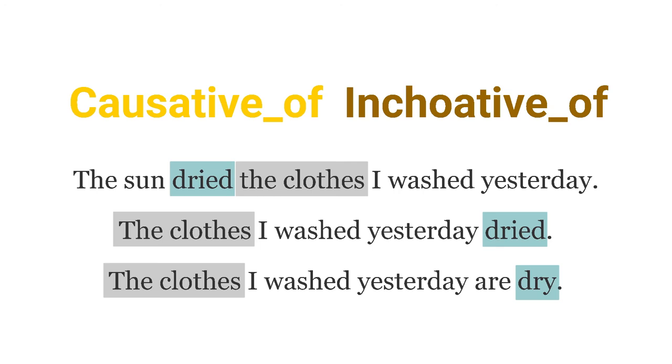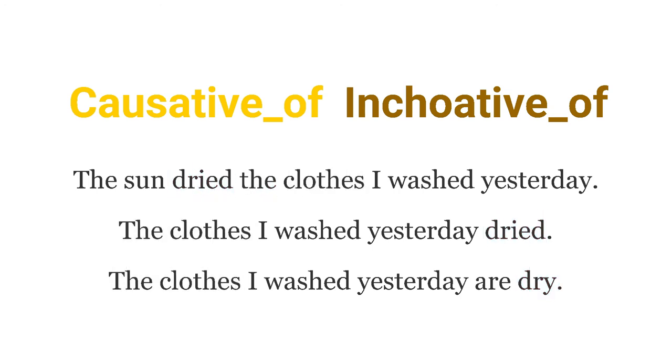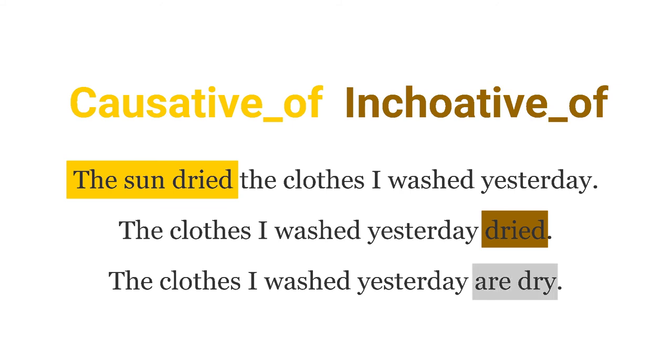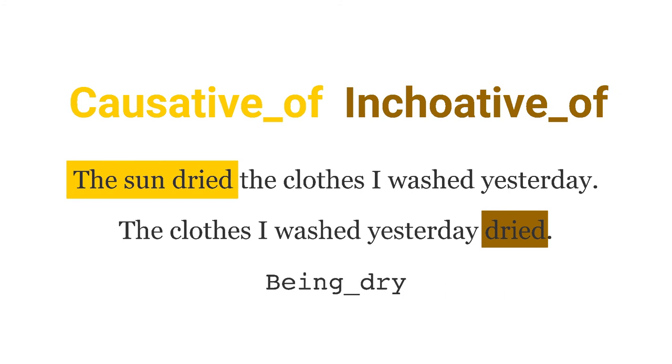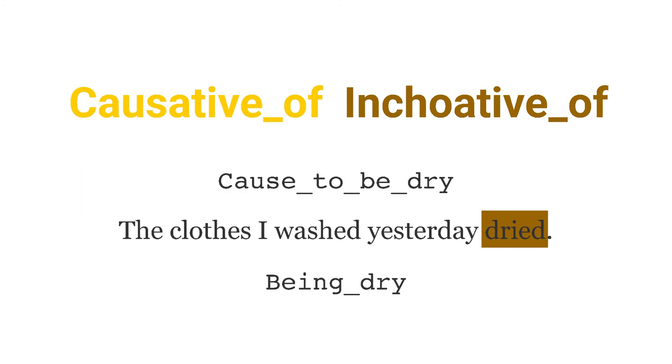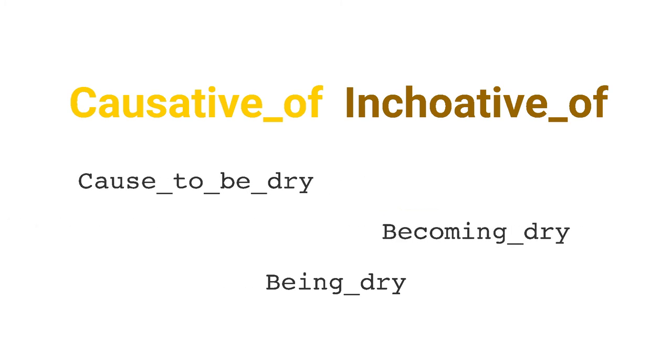However, they differ in the way they conceptualize the situation. In the first, there's an explicit external cause, the sun. In the second, the clothes undergo a process. And in the third, their current state is focused. In this last sentence, dry evokes the being dry frame, whose causative alternation is caused to be dry, and whose inchoative version is becoming dry.